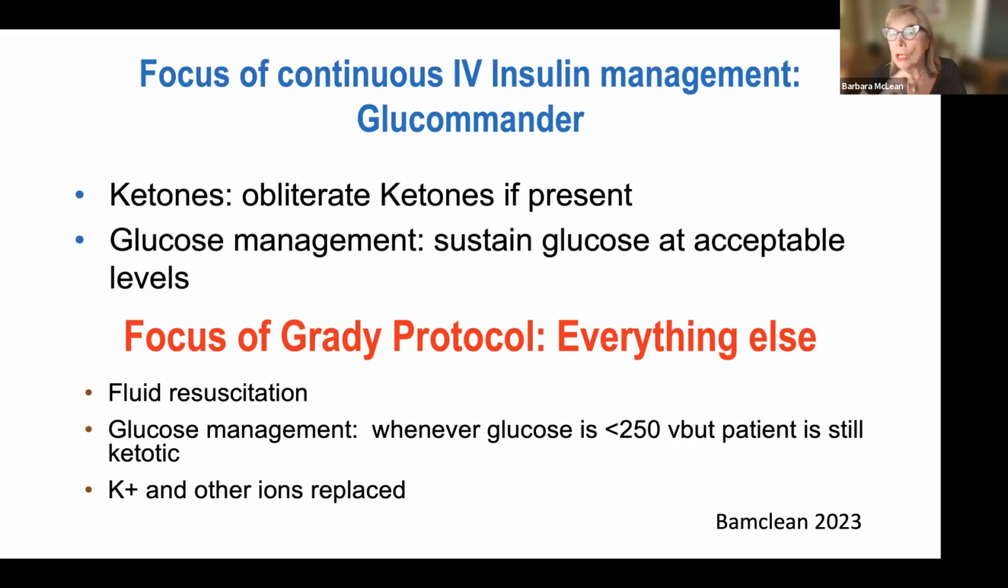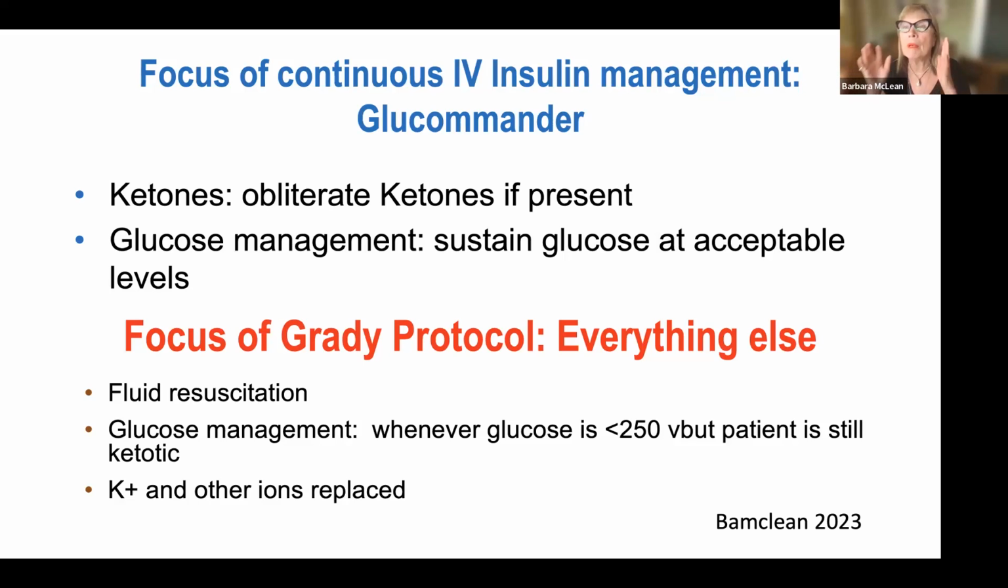Fluid resuscitation, glucose management for a DKA patient: whenever glucose is less than 250, but the patient is still ketotic, you're going to add in more glucose source. Currently, that would be D5-LR at 150 an hour or D10-LR at 150 an hour, depending on where the patient's blood glucose is. That is about to change in the order set to make it one bag, D10, either at 75 an hour or at 150 an hour. So very, very important to appreciate. That's a Grady protocol.